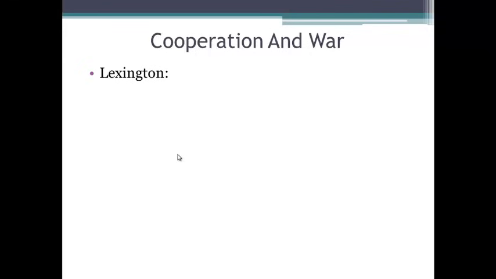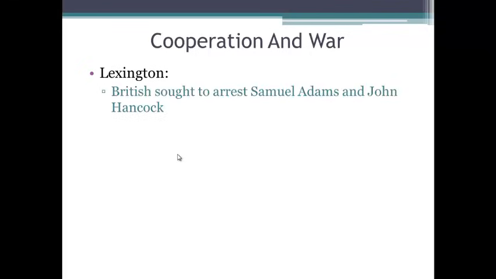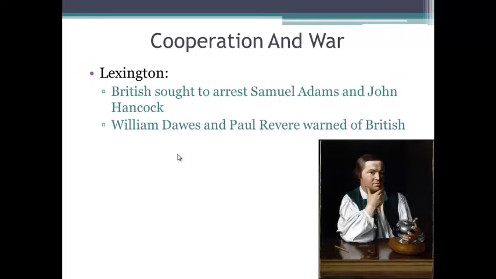Okay, we have two battles. Lexington, near Boston. The British are seeking to arrest two people, Samuel Adams and John Hancock. And Minutemen, most notably William Dawes and Paul Revere, they warn of the British coming. And poor William Dawes, nobody remembers him. Everybody remembers this guy, Paul Revere.